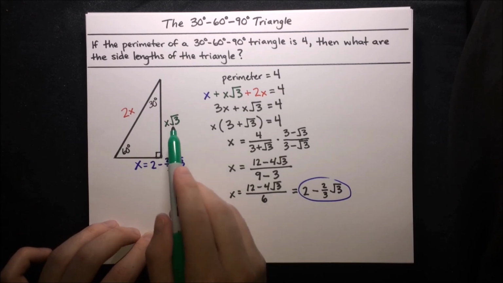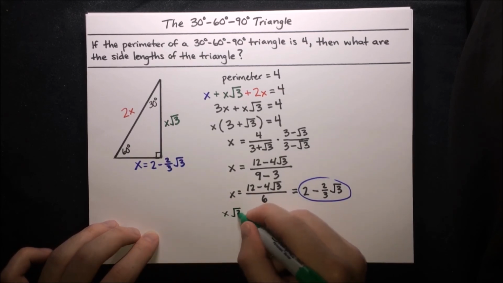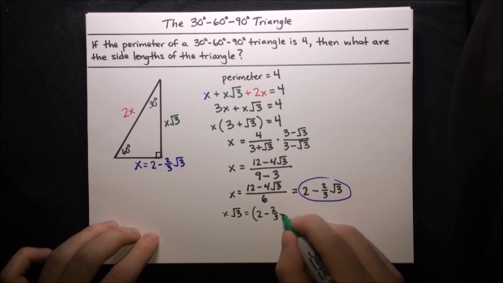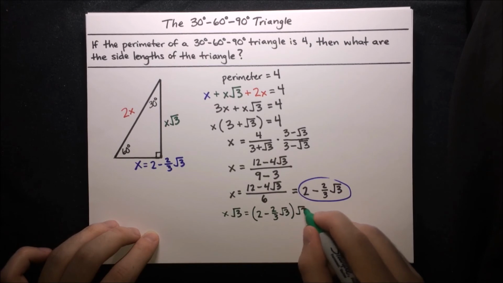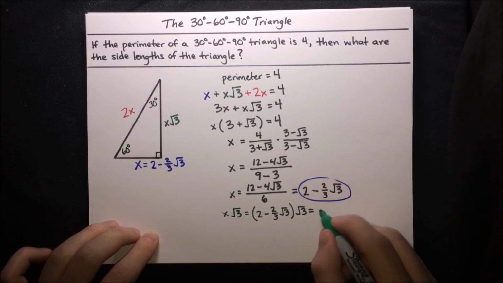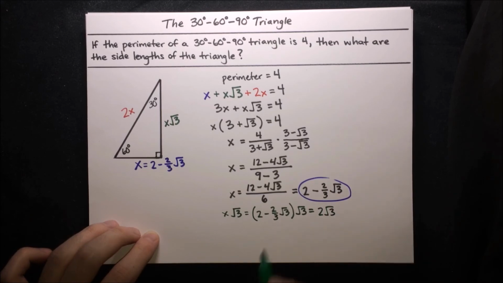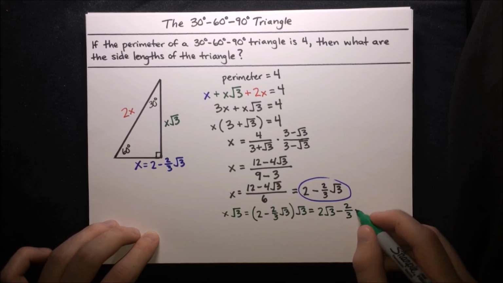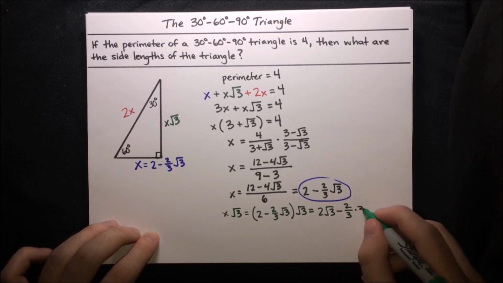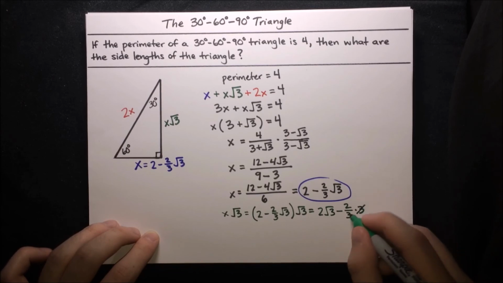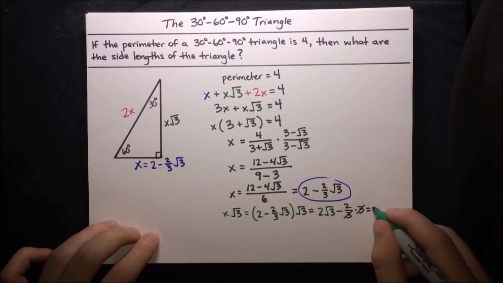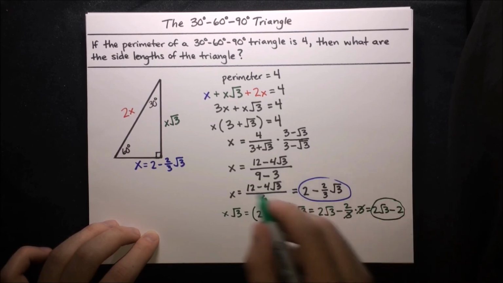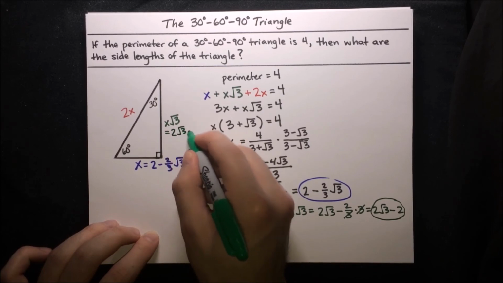Then we have the middle side here. We need x root 3 for the middle side. So that's just 2 minus 2/3 root 3 times root 3, which is just 2 root 3, then minus 2/3 root 3 times root 3, so minus 2/3 times 3, and then this 3 and the over 3 will cancel, and we just have 2 root 3 minus 2. And there we go, that is the length of the middle side. That's just 2 root 3 minus 2.